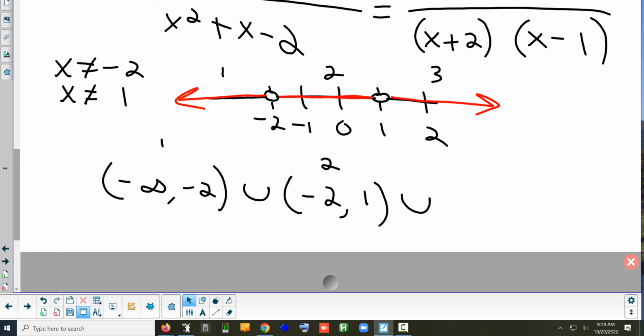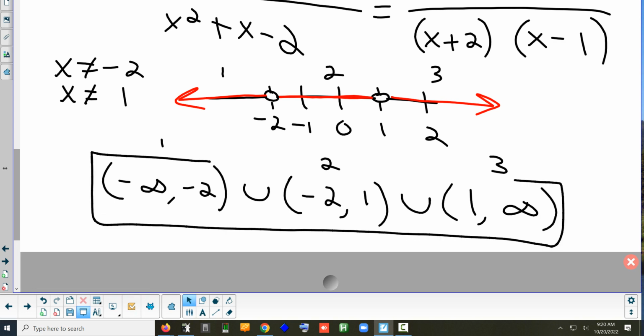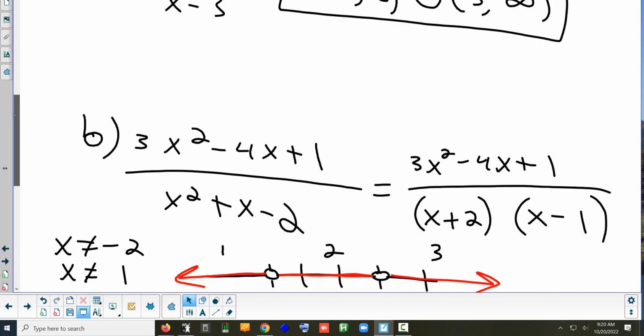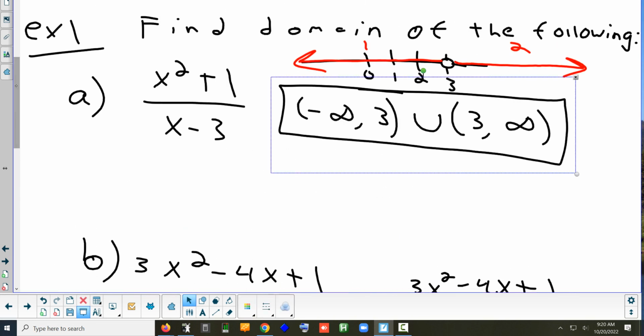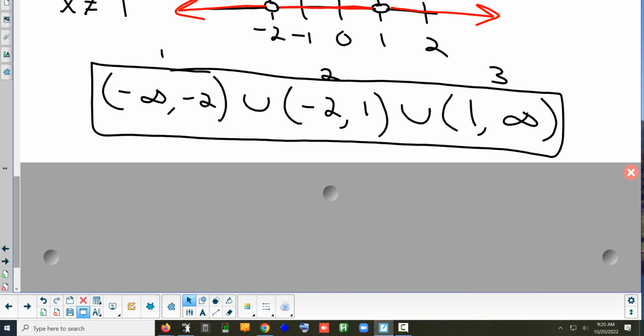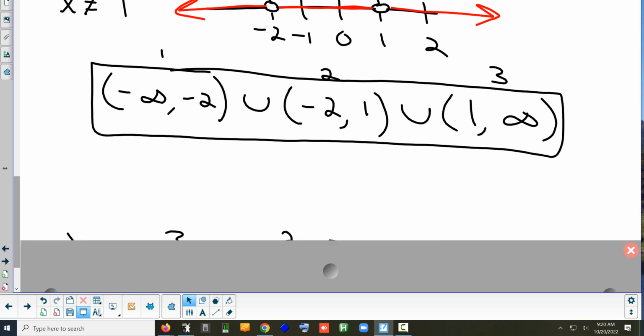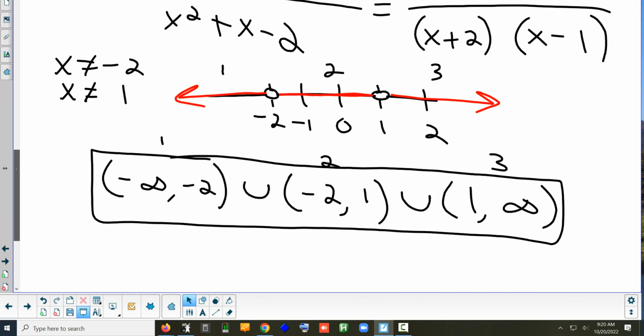That's part 2. And how would you describe the third part of the domain? Yeah, Jeff? You would have not including 1, and then infinity. To infinity. And three parts is the most you would probably ever have. 2 is pretty common, like we had in this one. 3 is a little bit more rare, but you could have 3. You won't have 4. Okay. Any question on that one? So that's called finding the domain.